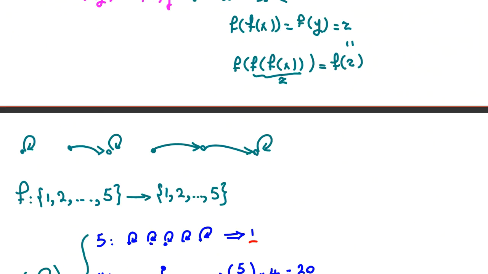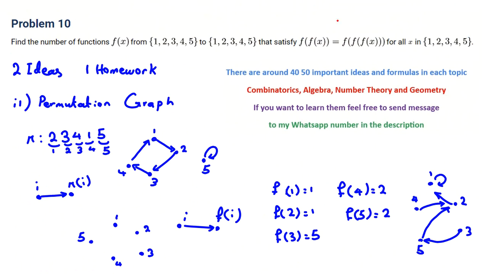Let me tell you one homework. We can solve this problem, homework 1. And instead of this, you can solve it as f of f of x equals f of x, and instead of 1 to 5, solve it for 1 to n. So try to solve it for general n. f of f of x equals f of x.